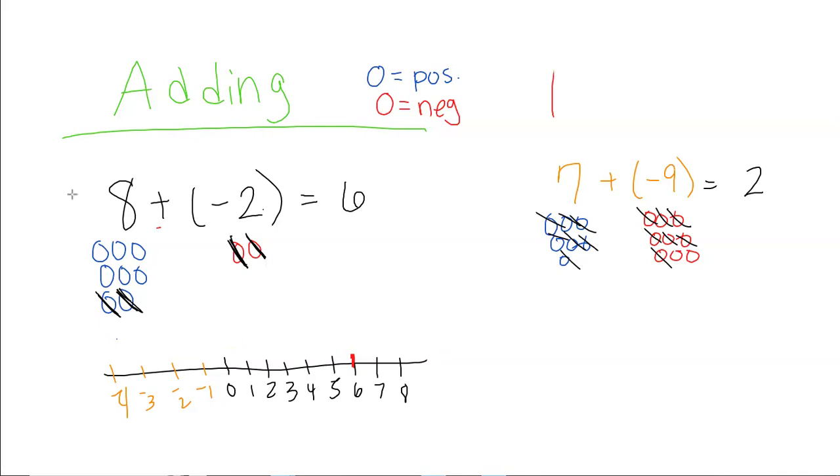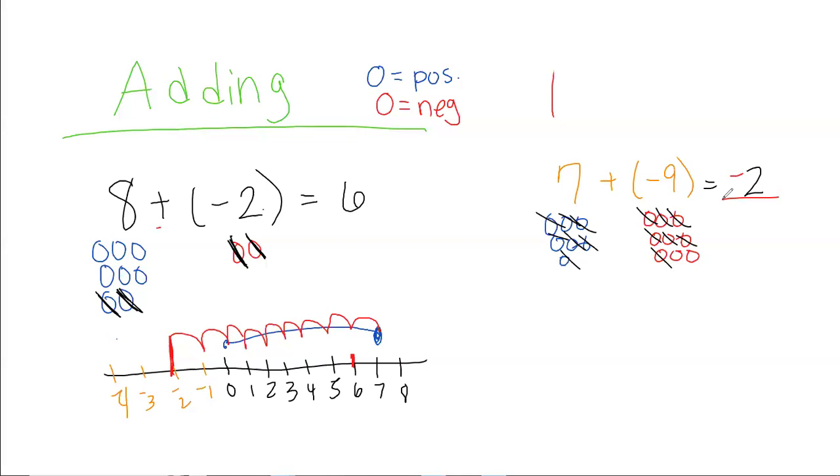It says to start at positive 7, so start from 0, go positive 7, there we are. And then it says add on 9 in the negative direction. 1, 2, 3, 4, 5, 6, 7, 8, 9. And we end up at negative 2. That should have been negative 2 from the get-go.